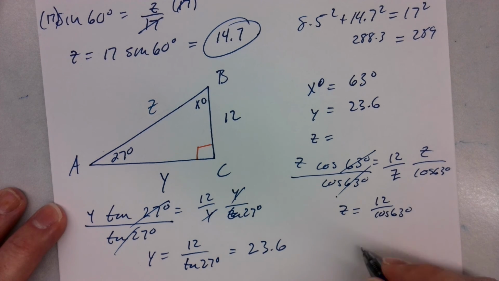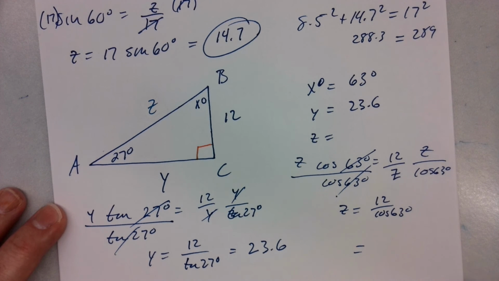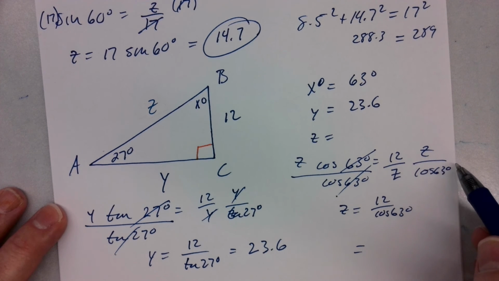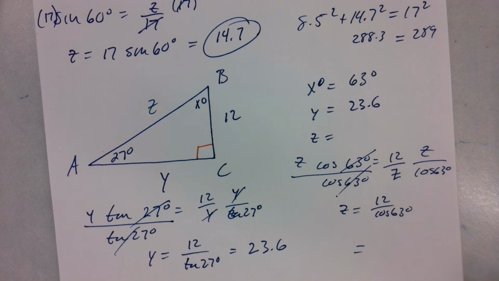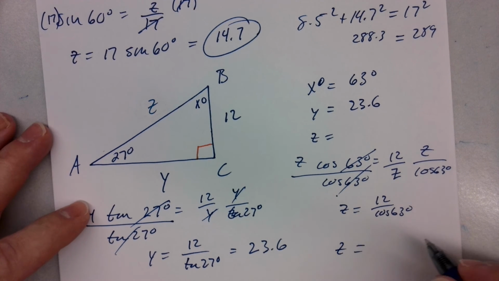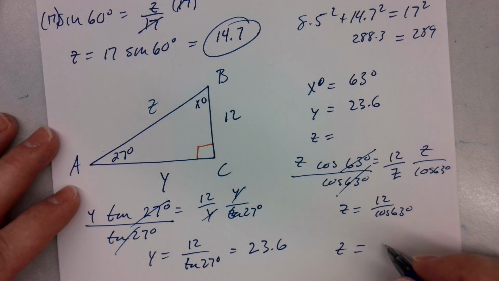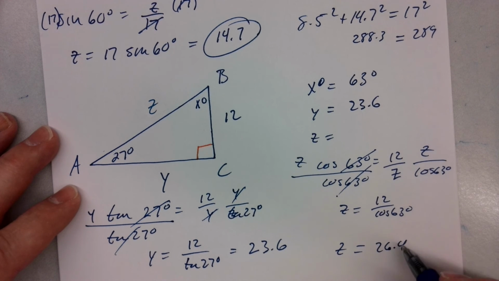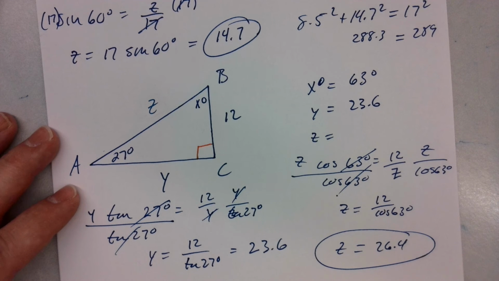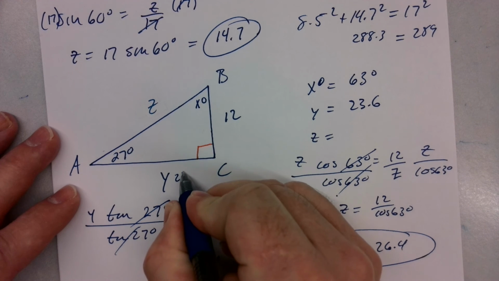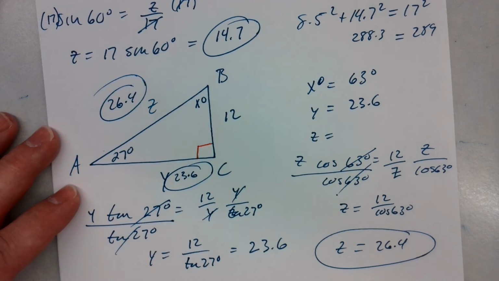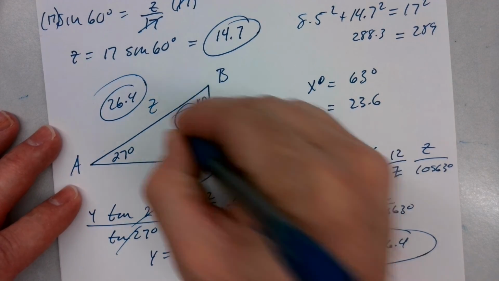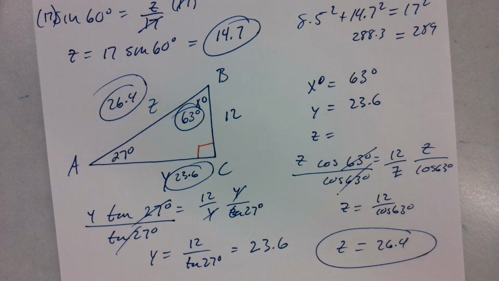Now, can that be done that way? Yes. But you better be 100% sure that that value's right. Because if that's wrong, no matter whether you do it right or not, you are going to get the answer wrong. So what do we get here for z? Anybody get it? 26.4. So we had 23.6 for here. We had 26.4 for there. And we had 63 for that. Do those numbers make sense?